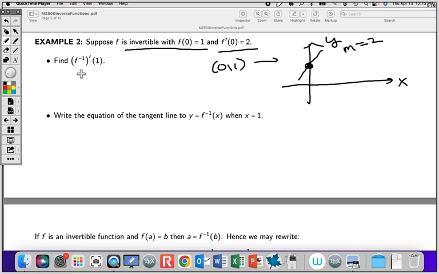So we're asked to find the derivative of the inverse at 1. Okay, well, how do we get the inverse? To get the inverse, we switch the inputs and outputs. So we switch the x and y's. And that sets up a symmetry here about the line y equals x. So the point (0, 1) is going to go to the point (1, 0). And the tangent line will flip over to become the new tangent line.